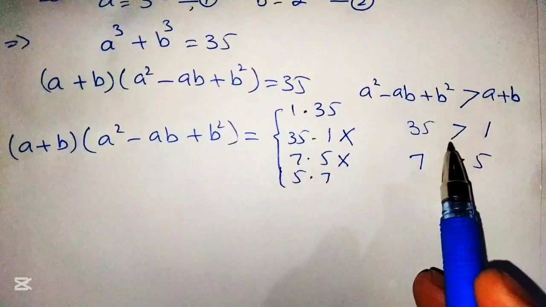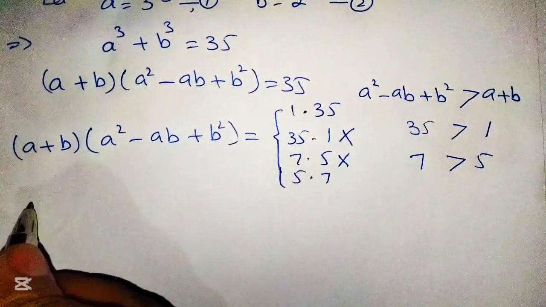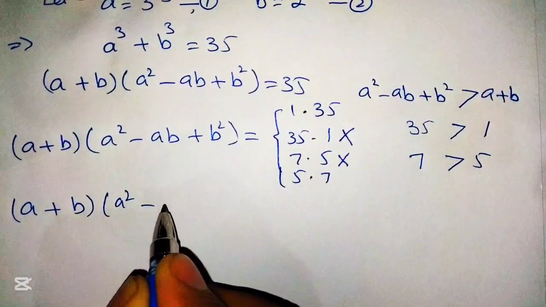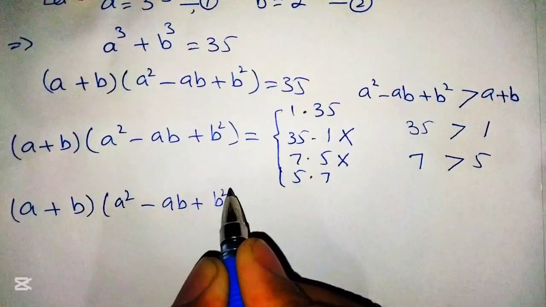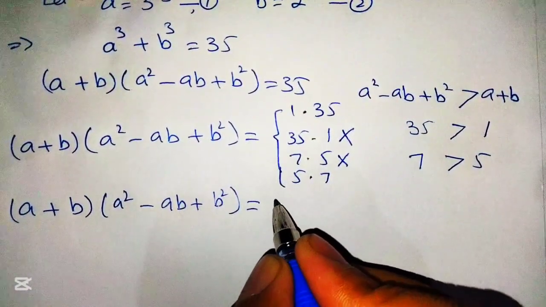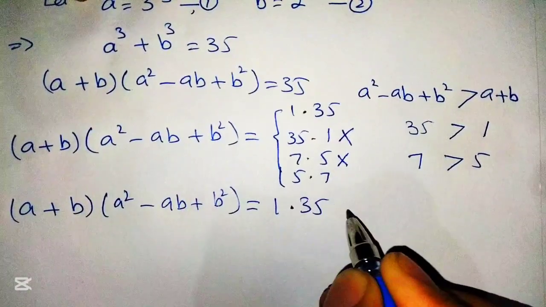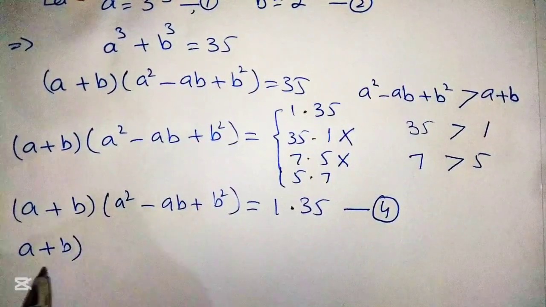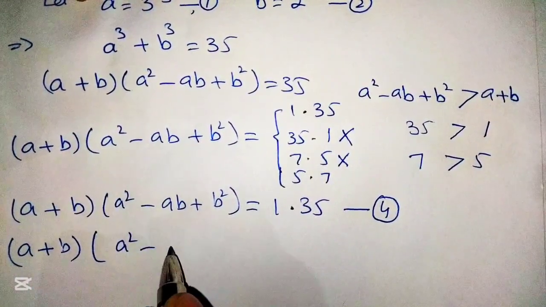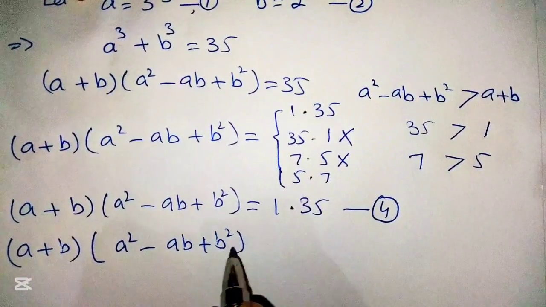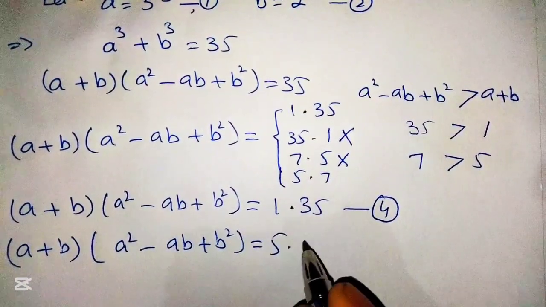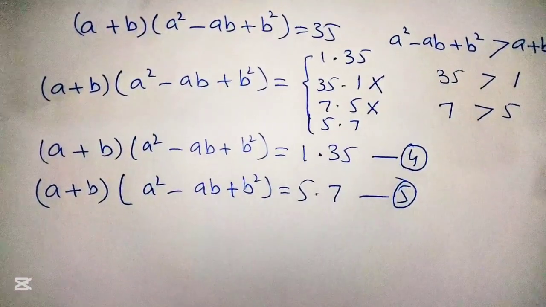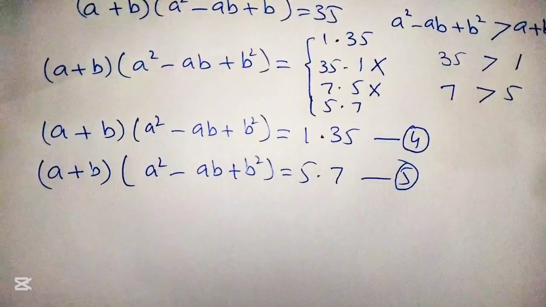So considering these two factors we will get a plus b into a square minus ab plus b square is equal to 1 into 35. This is the equation number 4, and the other factor a plus b into a square minus ab plus b square is equal to 5 into 7. This is the equation number 5. So these are the two possible equations we get. Now we will solve these two equations.